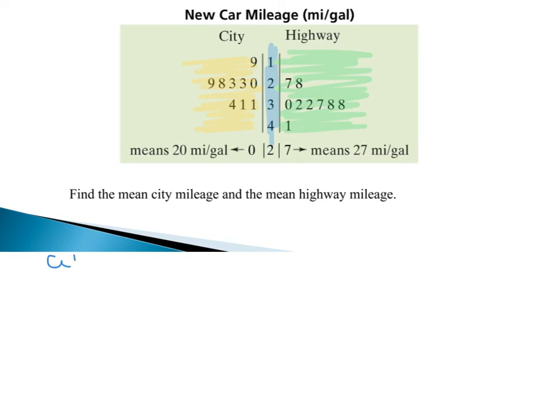So for city, I am going to take, it looks like I have 19 plus 20 plus 23. Here's my 19, here's my 20. I have two 23s, and I get that from here and here. Then I have 28 plus 29. That gets me these two. Then I'm going to go down to 31 plus 31 plus 34.